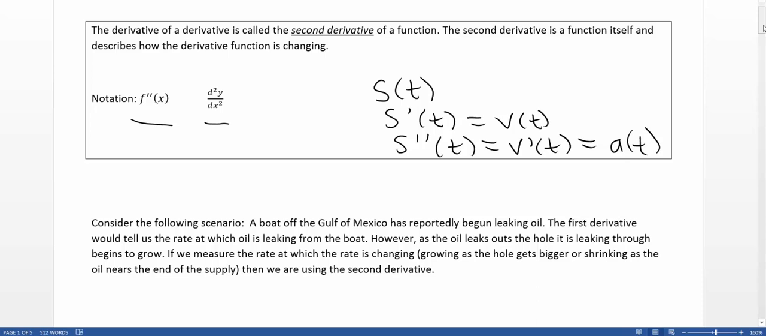So there's a lot of implications of the second derivative and looking into how quickly the rate of change is changing. We're going to look at some examples to motivate the second derivative and look at how we can study this and the relationships between the original function, the first derivative, and the second derivative.